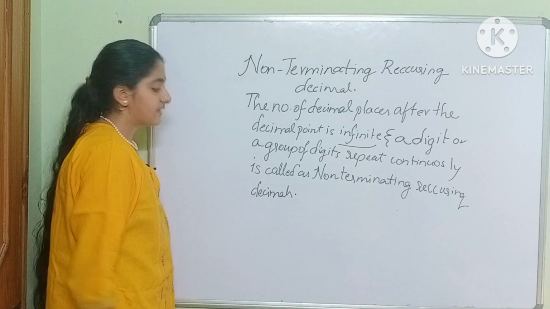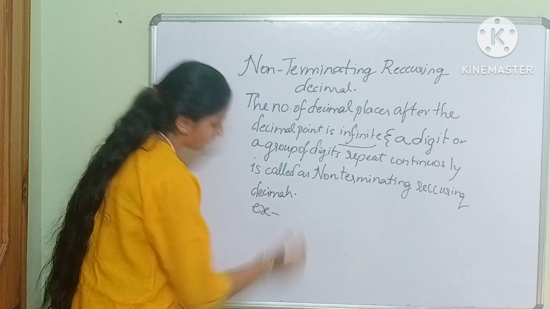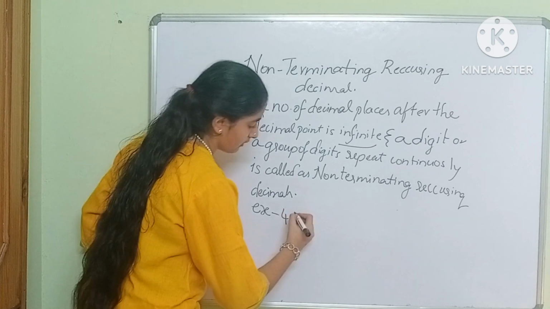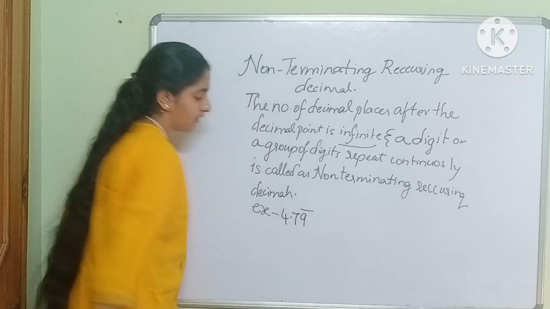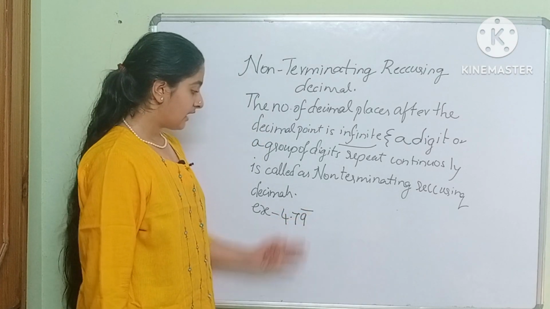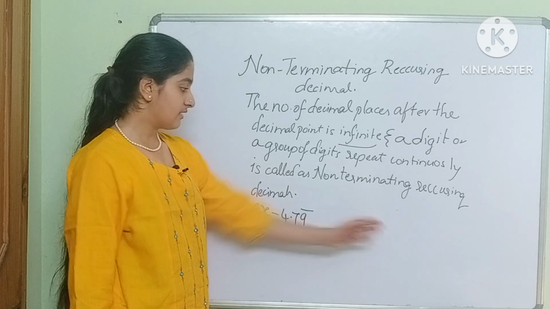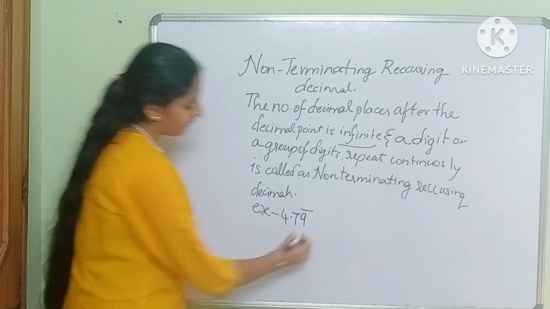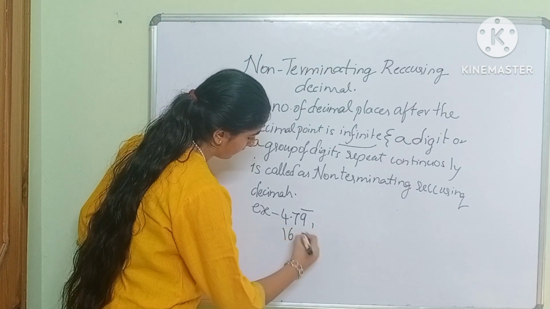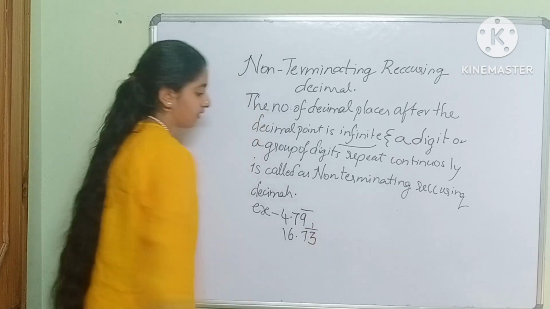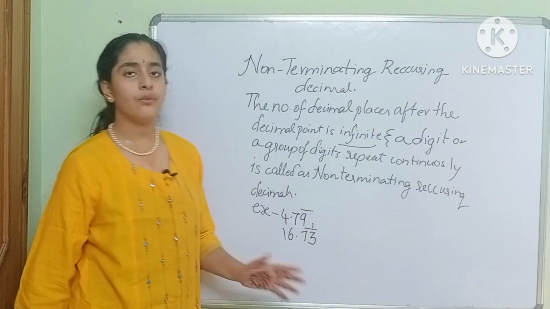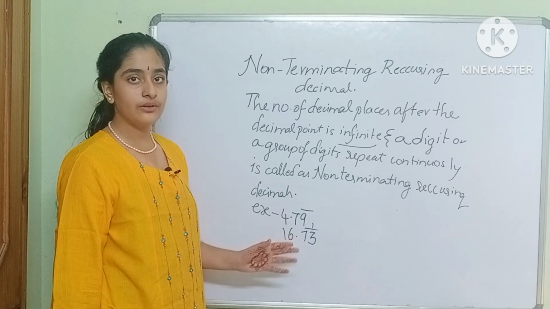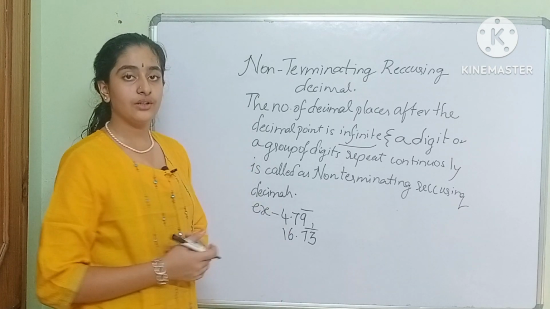So let us see some examples. Those are 4.79 bar. Here bar represents that 9 will be continuing endlessly. So in the short form we can keep it as bar. And 16.73 bar. You can keep the bar for n number of digits. It does not have a rule that it should be only for one digit. So this is about non-terminating recurring decimal.